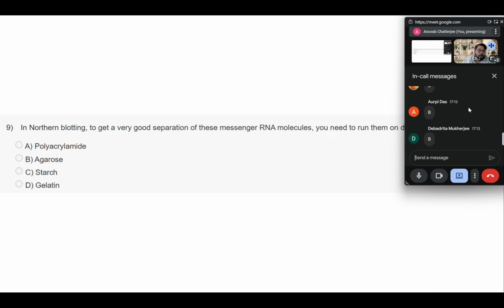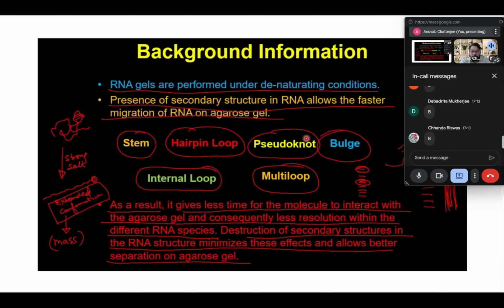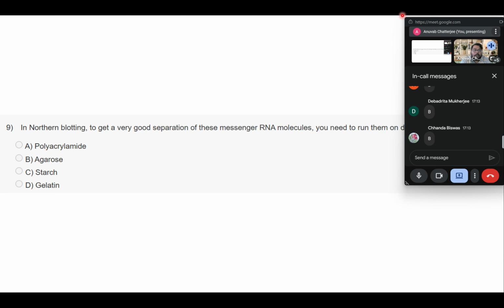Okay, everyone is jumping on top of it and answering B, which is agarose. So let's look at it. So we know for northern blotting as well as southern blotting, we use agarose gels, which have uniform thickness of pores to allow DNA or RNA to pass through.